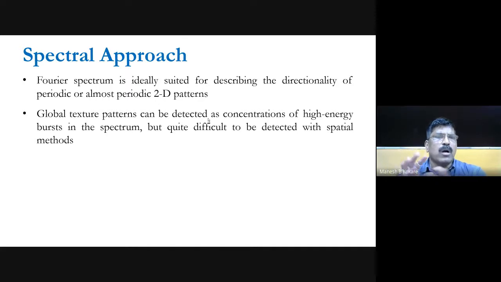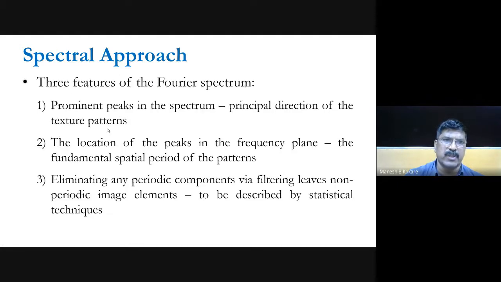Here you are not considering only part of the image, you are considering the entire image. That's why it is called the global approach. And you are representing it in the frequency domain, so that's why it is called the spectral approach. The Fourier spectrum is ideally suited for describing the directionality of periodic or almost periodic patterns in 2D. The global texture patterns can be detected as a concentration of high energy peaks in the spectrum, but are quite difficult to detect with a spatial method. That's why global techniques are used.